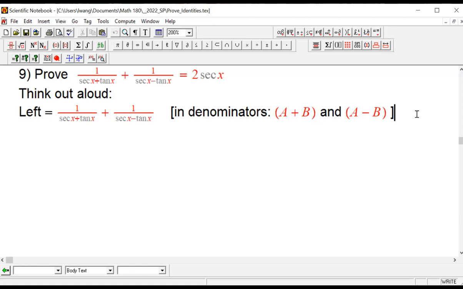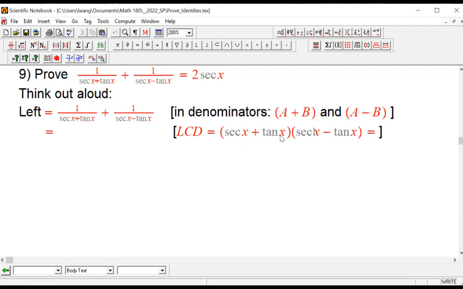For the denominators, they're not the same for sure. And what is the common denominator? The common denominator, obviously, is A plus B multiplied by A minus B, right? The first denominator multiplied by the other denominator. So I'm going to call it the LCD. My LCD is this piece multiplied by that piece, A plus B times A minus B. Do you guys follow me?